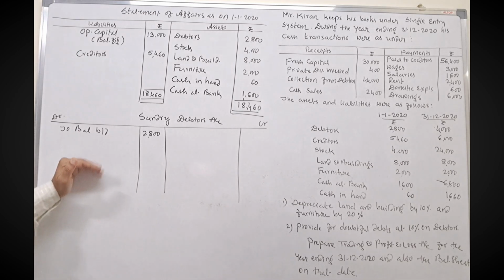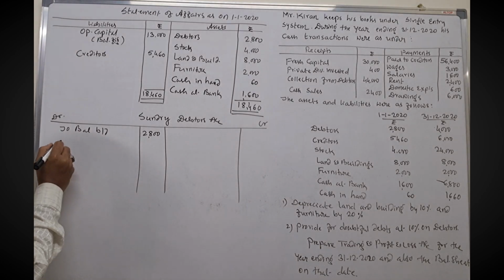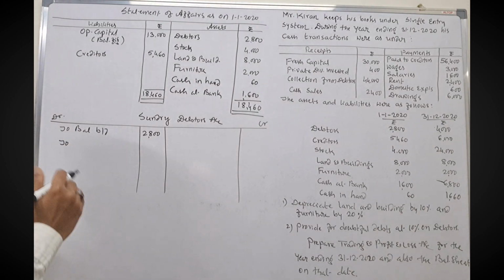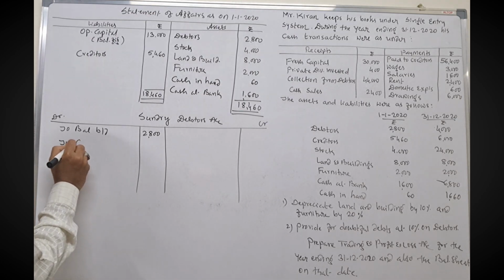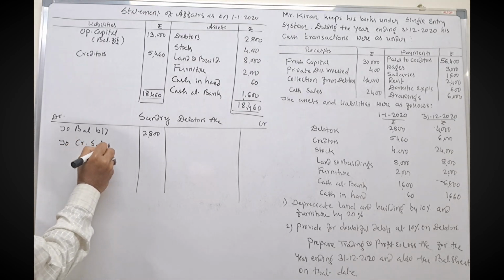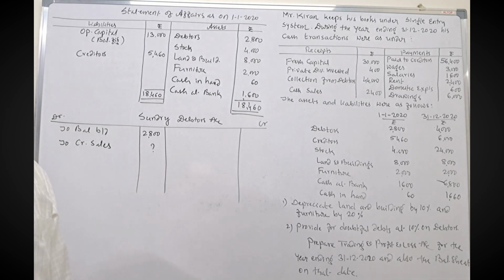On the debit side of a debtors account, what is the next important item? That is the credit sales. But credit sales is not given in the problem. This figure we are going to find out.